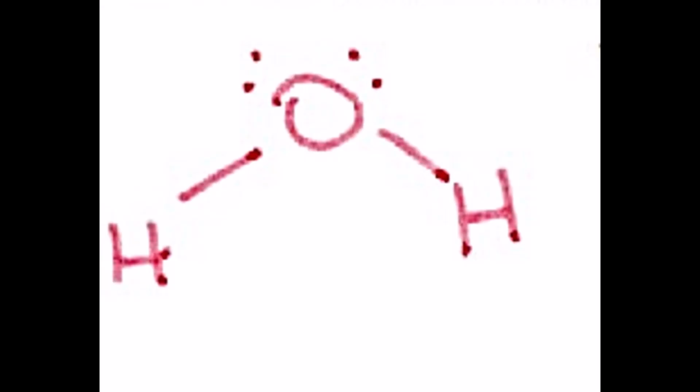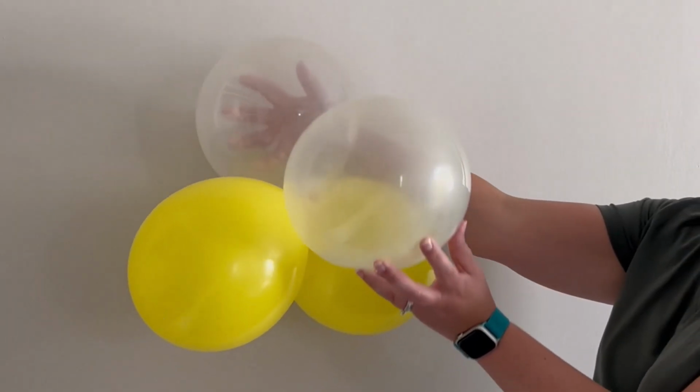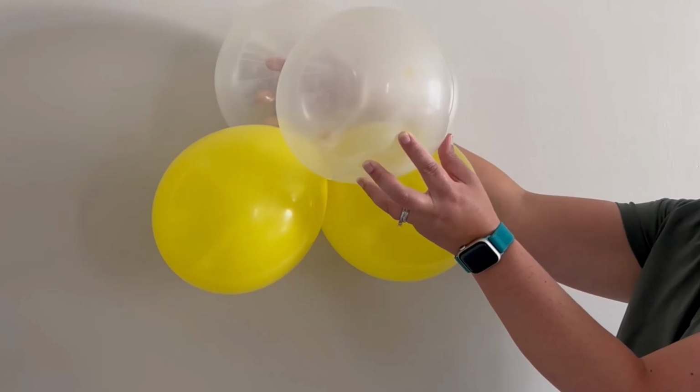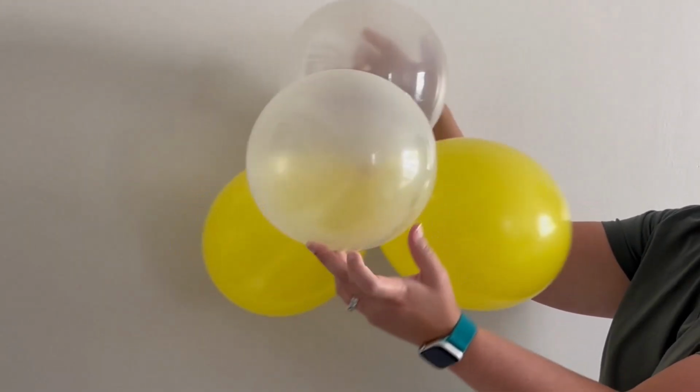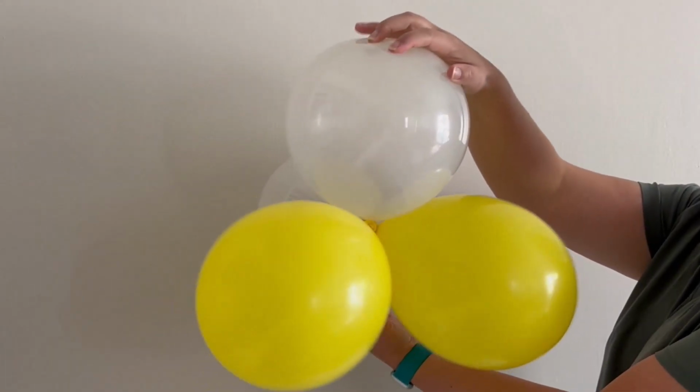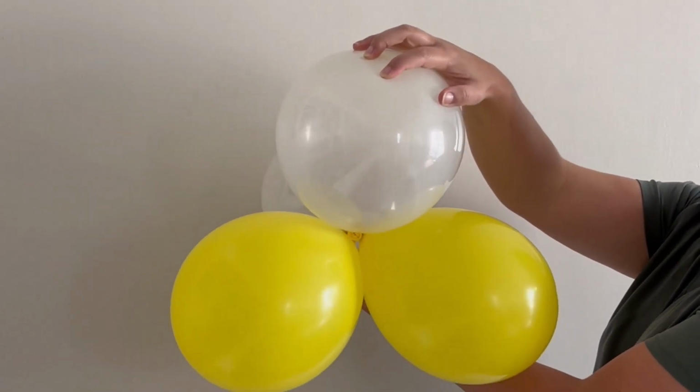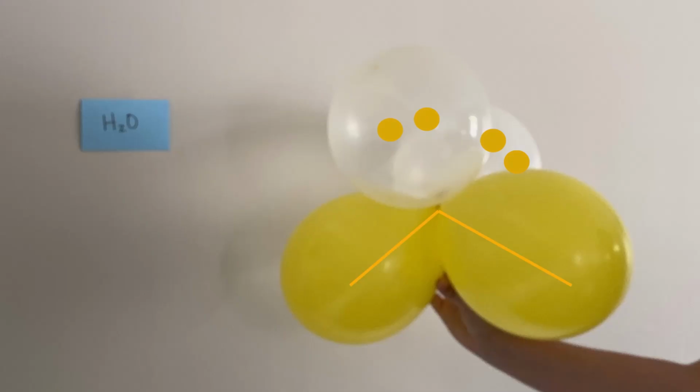Next is water, which has an oxygen atom surrounded by 2 hydrogen atoms and 2 lone pairs of electrons. The hydrogen atoms here are represented by 2 yellow balloons, and the lone pairs of electrons are represented by the clear balloons. Notice the lone pairs cause the hydrogen atoms to angle downwards. Sketch this structure and then use the simulation to identify the shape.